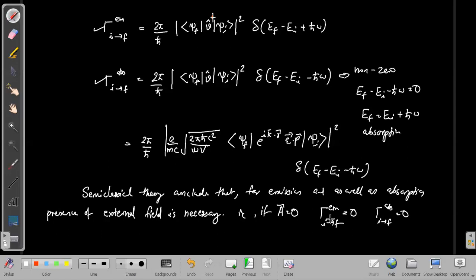Okay, so we can stop our discussion on the semi-classical theory of atom field interaction here. In the next class, we'll discuss the quantum theory. So first of all, we have to quantize the electromagnetic field. I will give just an overview about the quantization of the electromagnetic field, and thereafter I will discuss the quantum theory of the atom field interaction.